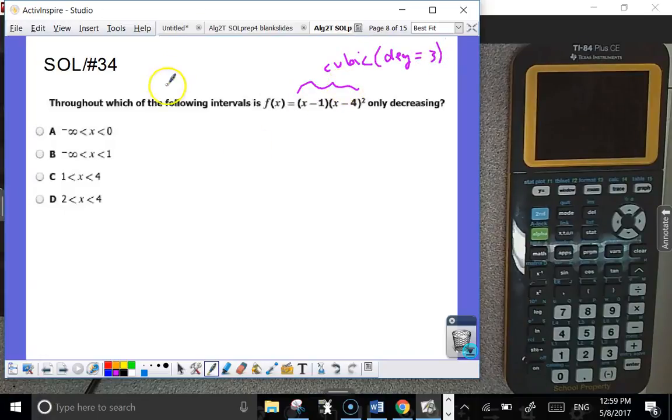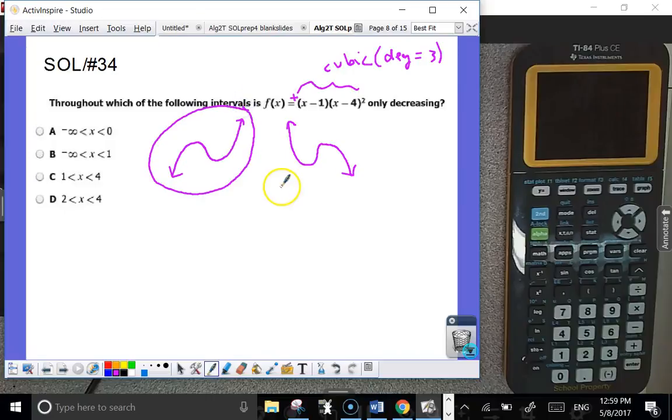So we know cubics have a shape that's either like this, or like this. Which one is this going to have? The one on the left or the one on the right? Left, because this is a positive. So it is going to be this one right here. Okay, what are the zeros of this function?